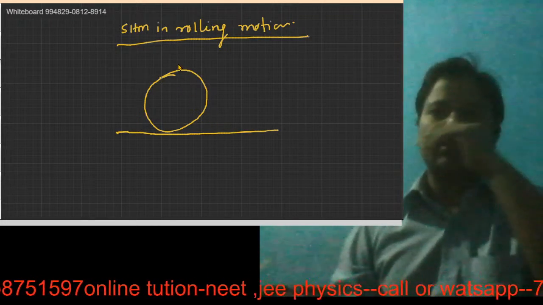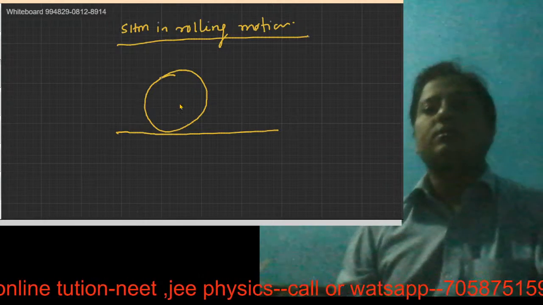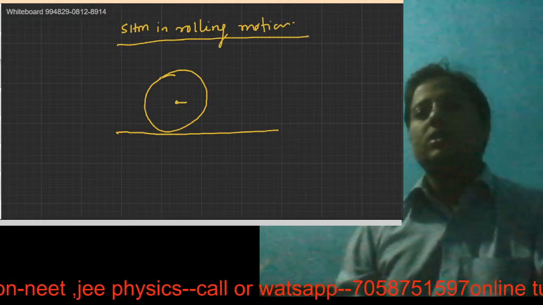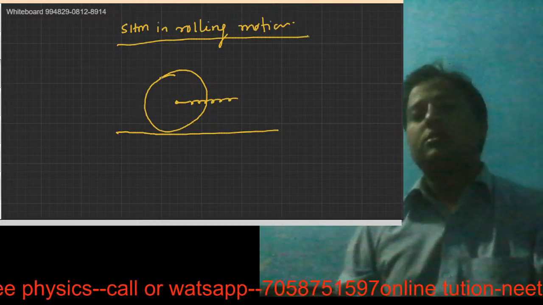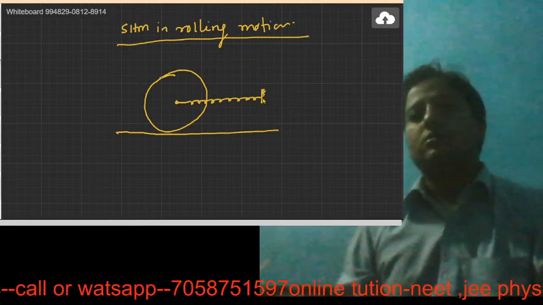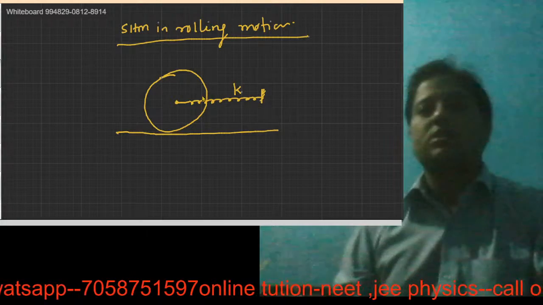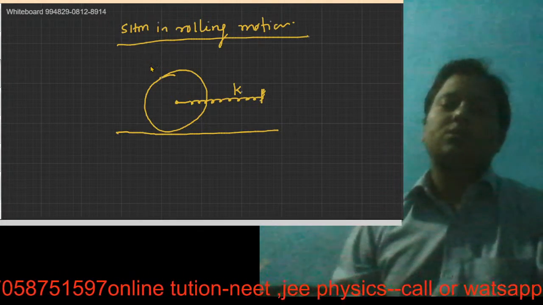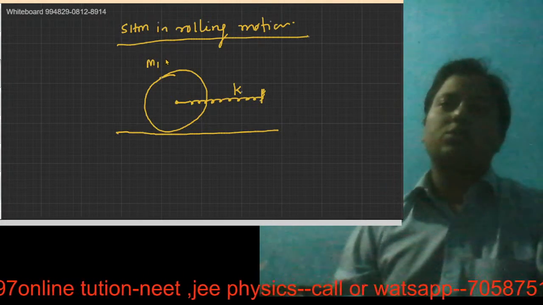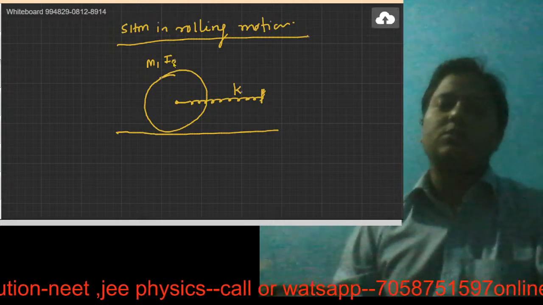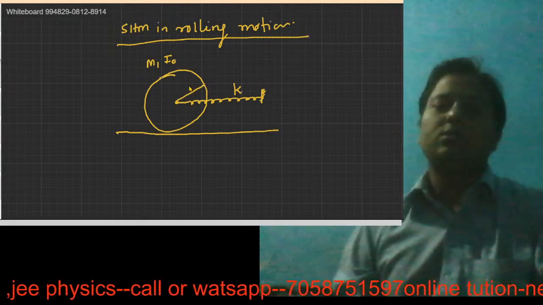The body may be a disc, cylinder or a sphere, but a spring is connected to this point. The constant of the spring is K. The mass of the body is m. The moment of inertia about the center of mass is I naught. And the radius of the body is r.